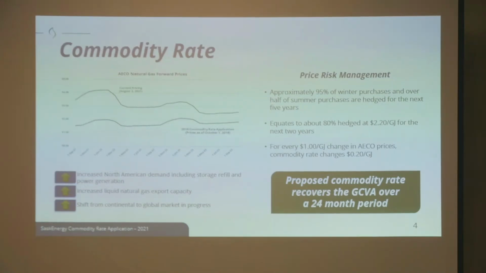Now, why have prices gone up? There's not one single reason. There's a variety of reasons they've gone up. We've highlighted a few on that chart. Certainly there's increased demand in North America for a variety of reasons, depending on how you came out of winter, if winter was colder. There's also a lot of natural gas now being used for power generation. The United States in particular has gone off of coal generation and moved to natural gas, and that has caused a significant increase in the consumption of gas.